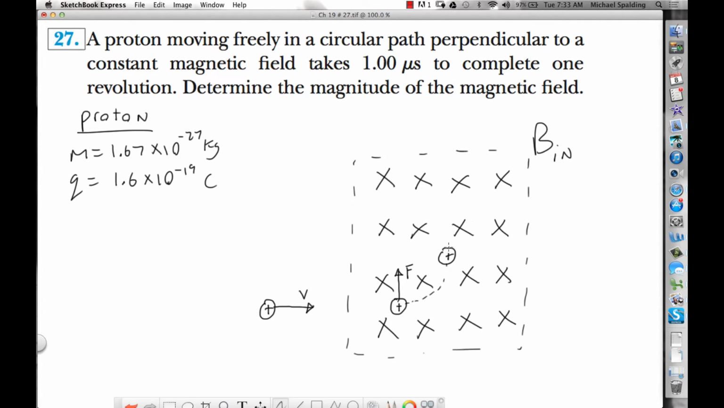So now let's look at it. When it's here, the velocity is that way. So if the velocity is that way, which way is the force going to be? Do the flat hand rule again. So four fingers are into the screen.